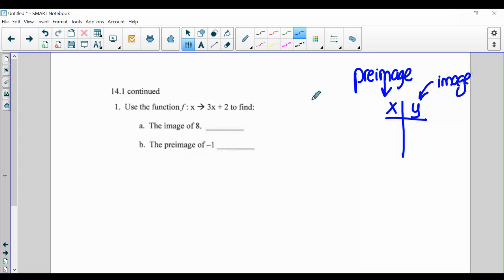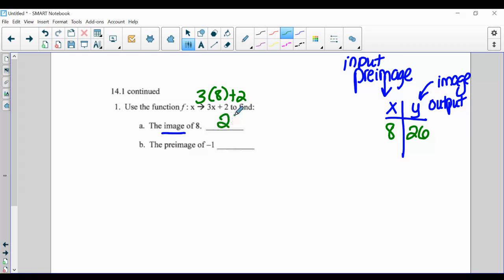So in question 1a, we're asked for the image. In other words, we're looking for the y value or the output. We can also look at it as an output. The pre-image is our input, okay? So if we're looking for the output, we'll say, well, this is 8. And to find the output, we just simply plug 8 into the function that has been given. And 24 plus 2 is 26. So our response would be 26.